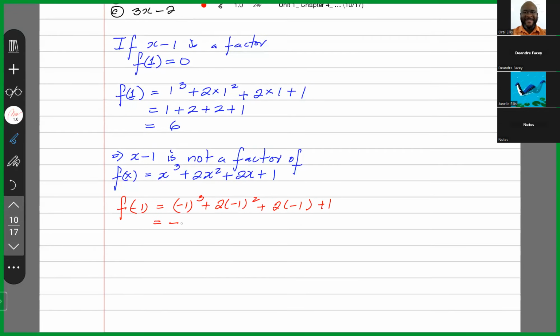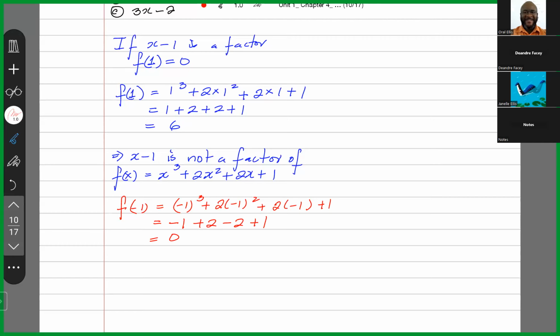Minus 1 cubed is minus 1. 2 times minus 1 squared is 2. 2 times minus 1 is minus 2, plus 1. So we have negative 1 and plus 1, and we have positive 2 and negative 2. This comes out to be 0.